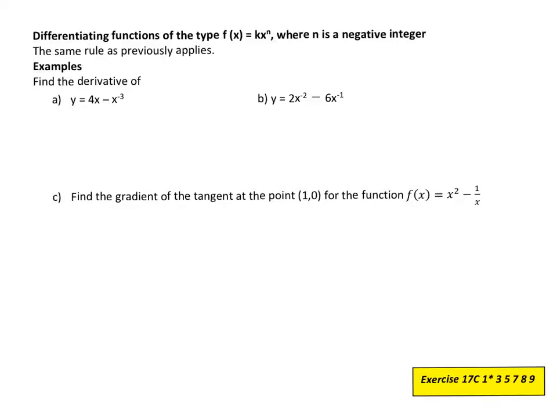In the previous exercise, we were looking at differentiating using the shortcut way, not by first principles. And we talked about the fact that you drop the power down and decrease it by 1. Well, that's no different when the power is a negative integer. So let's have a look at these ones here.